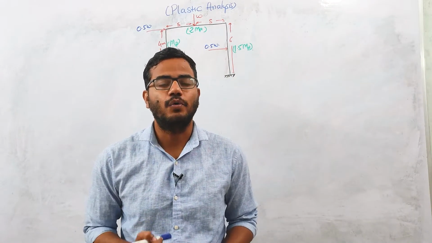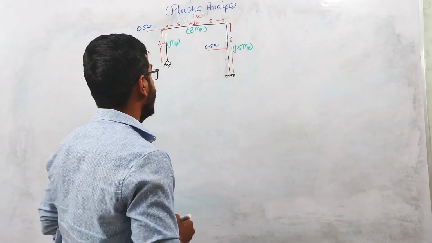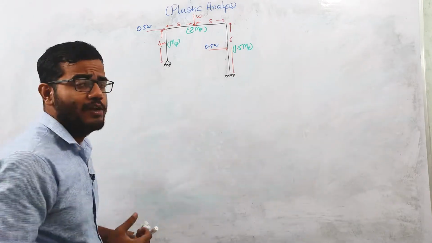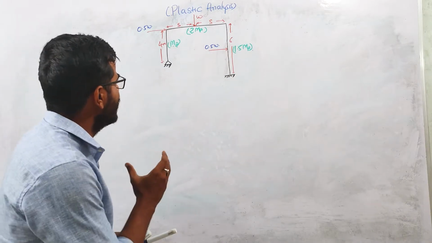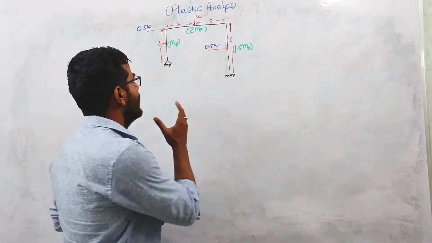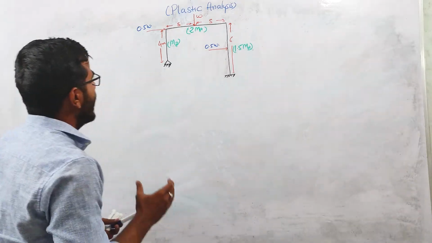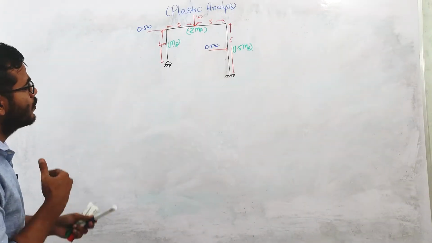In this lecture, we are going to calculate the collapse load for this frame structure. So basically in this problem, we need to calculate the value of W at collapse, right? This is a portal frame which is unsymmetrical in geometry and unsymmetrical in loading, right?